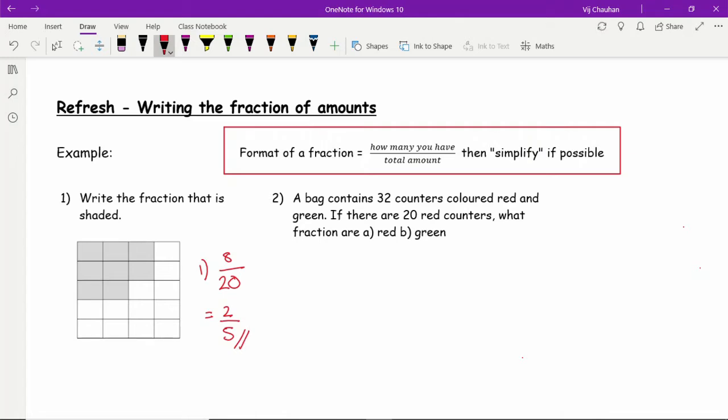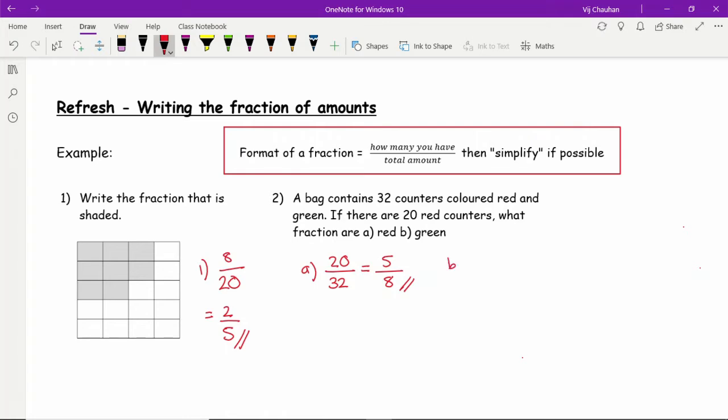For question 2, it says that a bag contains 32 counters coloured red and green. If there are 20 red counters, what fraction are A, red, and B, green? For A, we've got a total of 32 counters, and we know 20 of them are red. Can I simplify this fraction? Yes, because they're both even. What's the biggest number that goes into both? In this case it's 4 again. How many 4s go into 20? That will be 5. How many 4s go into 32? That would be 8, and there is the answer for A.